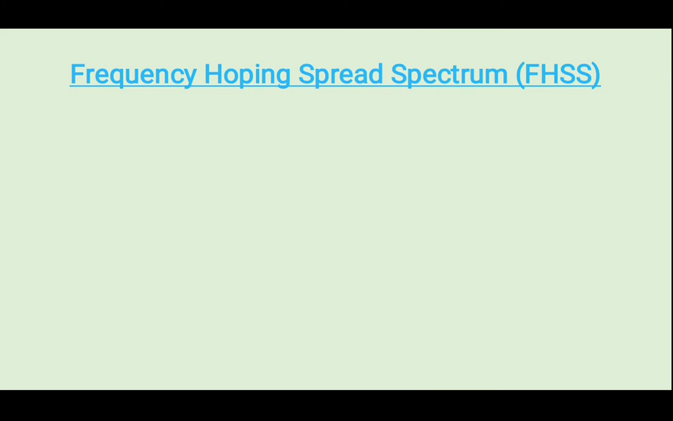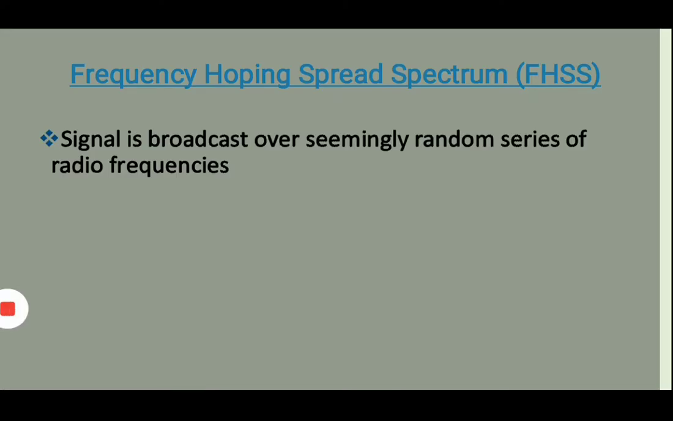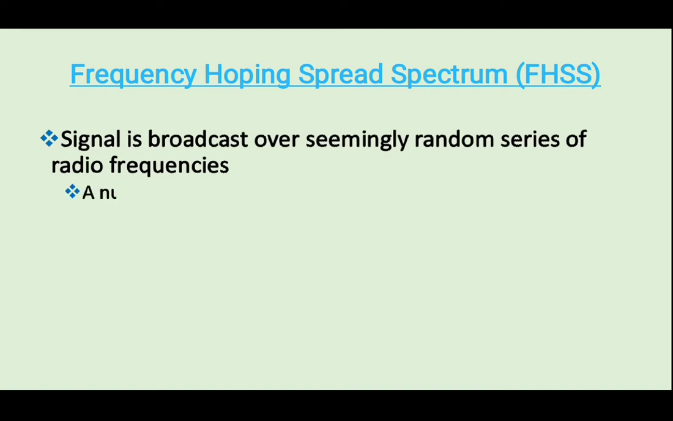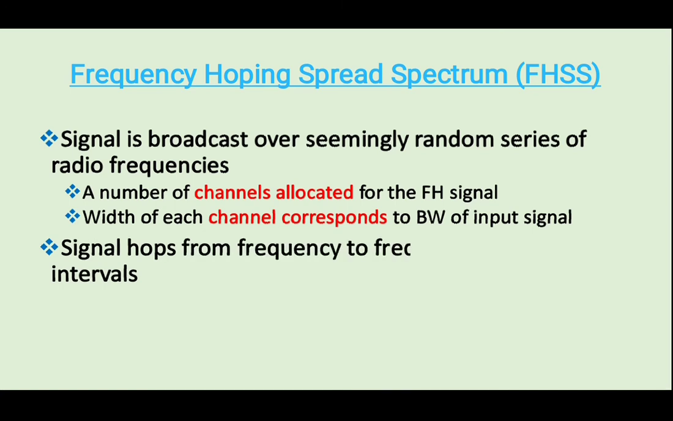Now we are going to see frequency hopping. The signal is broadcast over a seemingly random series of radio frequencies. A number of channels are allotted for the frequency hopping signal. The width of each channel corresponds to the bandwidth of the input signal. The signal hops from frequency to frequency at fixed intervals.